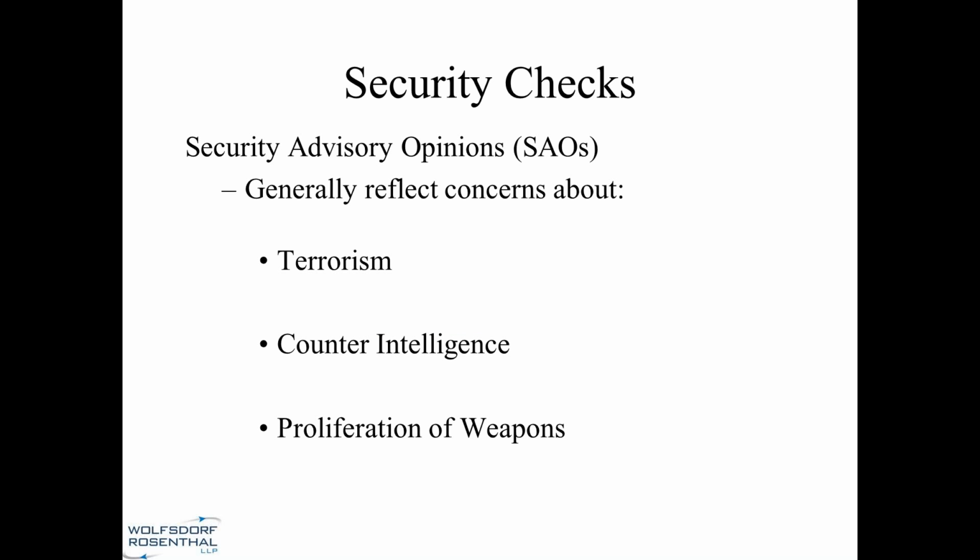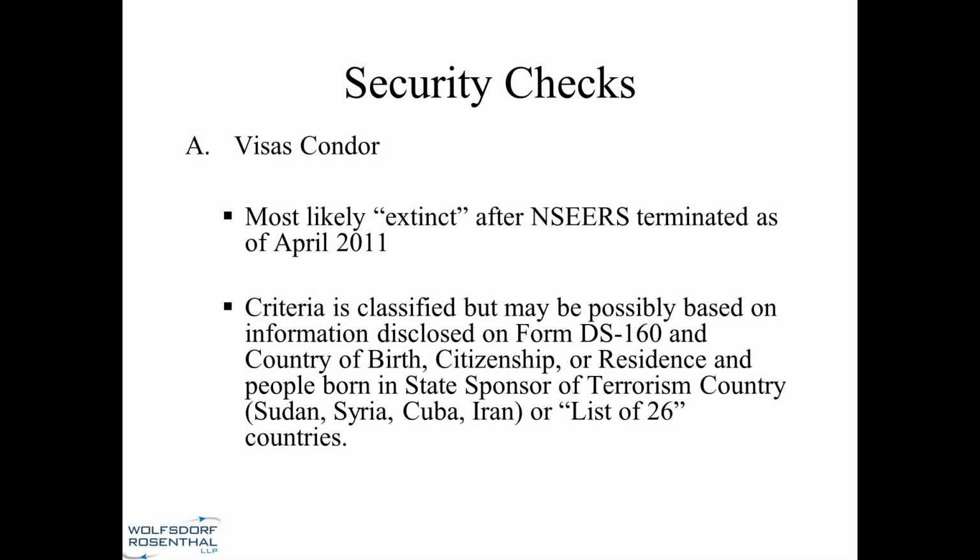Now we're going to talk about some security checks that typically can arise during the course of a visa interview. In Department of State speak, it's called a Security Advisory Opinion, or SAO for short. These reflect concerns that the U.S. has about terrorism, counterintelligence, and proliferation of weapons. The first one we'll talk about briefly is the Visa Condor. This was instigated after 9/11.